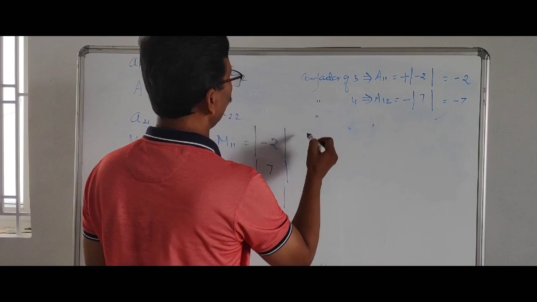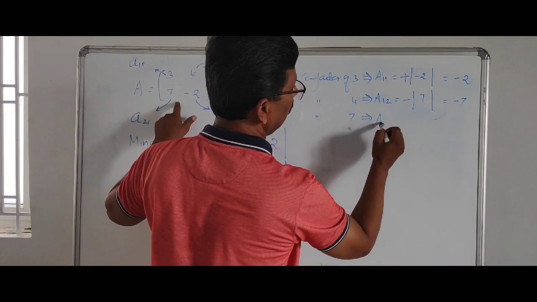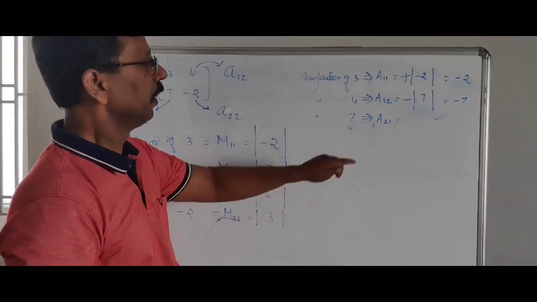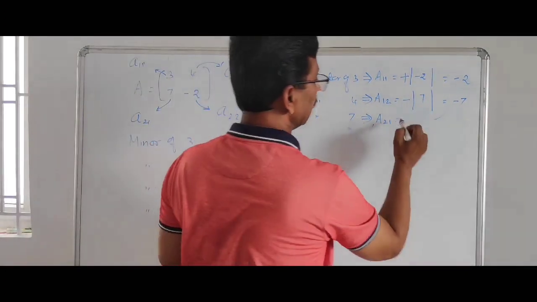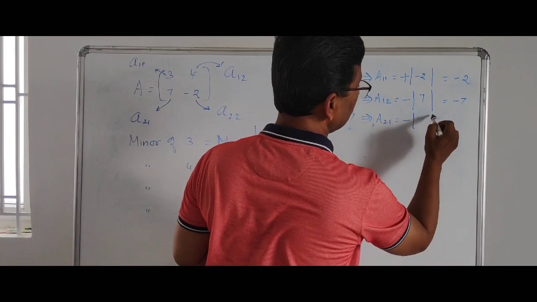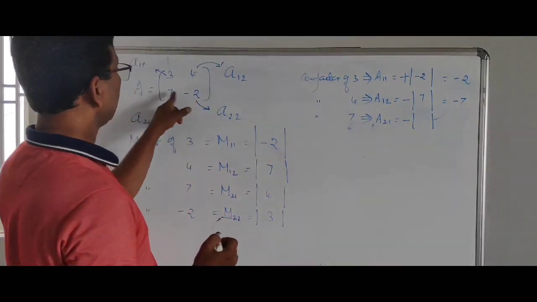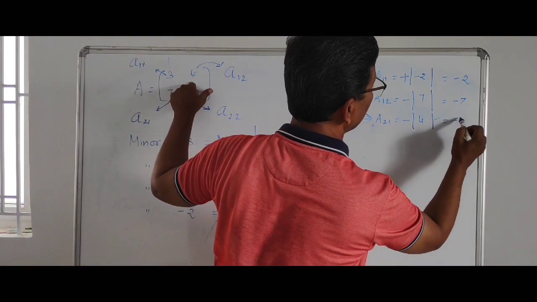Likewise, you can find the cofactor of the element 7. It is denoted by A21. Since it is standing in the second row, first column, 2 plus 1 equal to 3 is an odd number. Hence, you assign a minus sign. Then find the minor by deleting the second row, first column, and you get 4. Which is equal to minus 4.